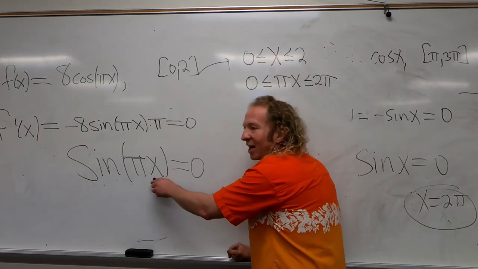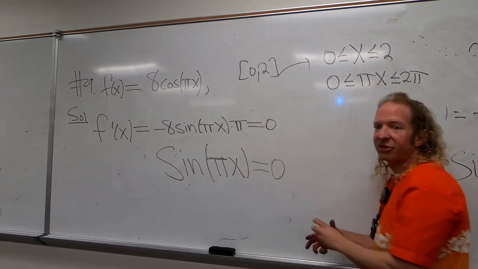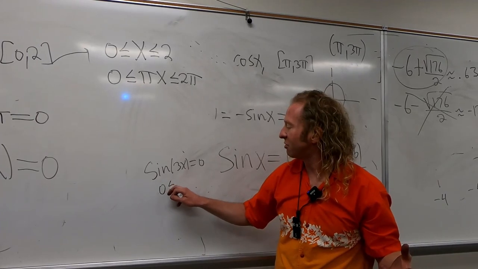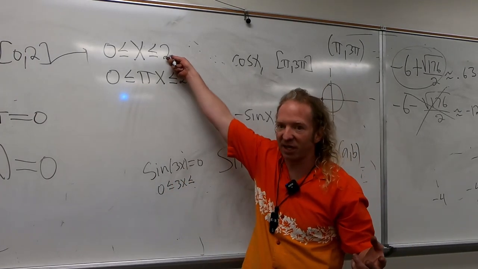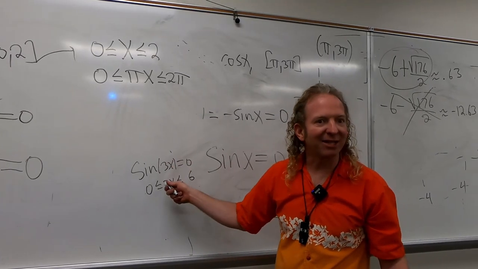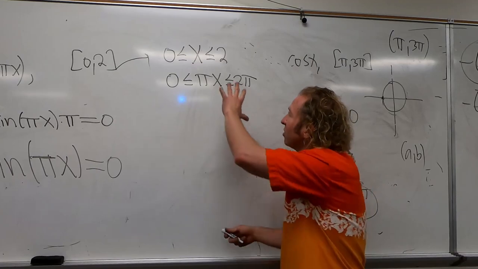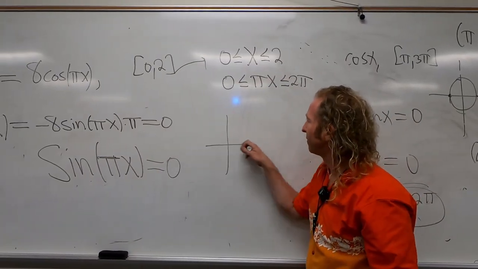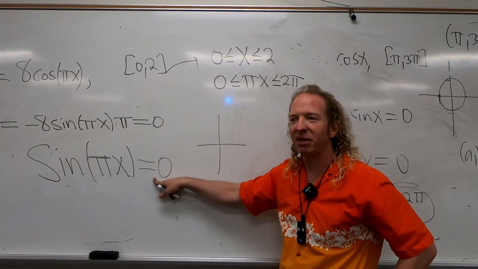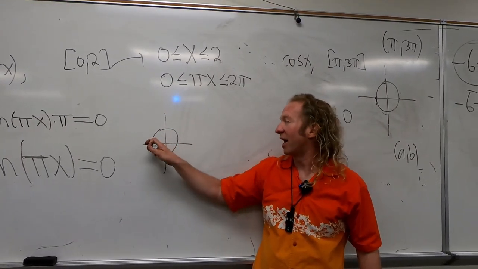Whenever you have something here that's not x, always write this down and then make this look like this. Like if you had sine 3x equal to 0, you would do 0 less than or equal to 3x less than or equal to 6. This always works whenever you have a trig equation and it's not x. Now we're looking for all of the answers between 0 and 2 pi, and now it makes it easier. Where sine is equal to 0, what would that be? Where is sine 0?